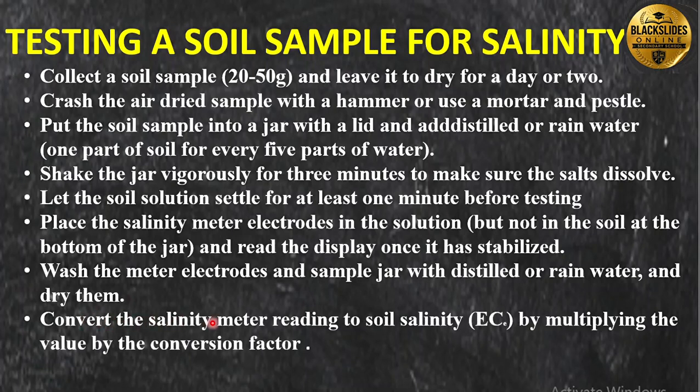Then convert the salinity meter readings to soil salinity by multiplying the value by the conversion factor. The conversion factor is basically a multiplying factor which comes from each type of soil texture. Different soil textures have different conversion factors, so it depends on the soil sample that you're dealing with. Take the meter reading multiplied by the conversion factor, which in most cases has to be given. You have to know that. Then multiply, and that will give you the soil salinity.